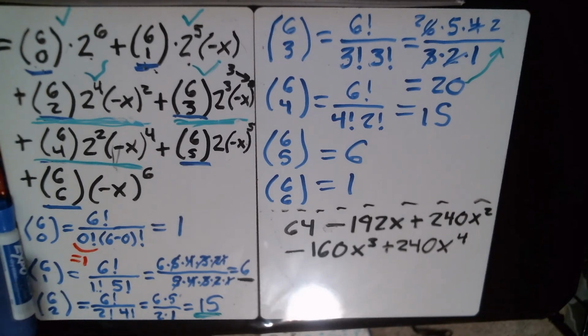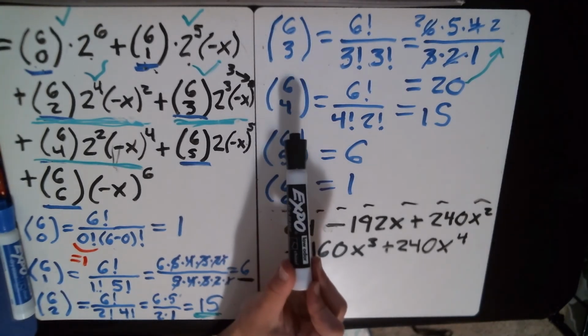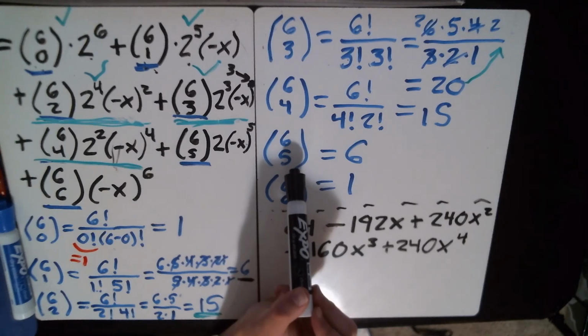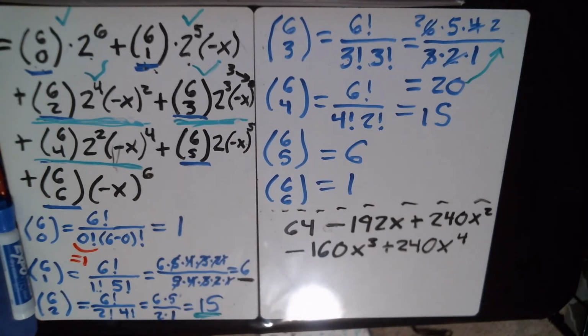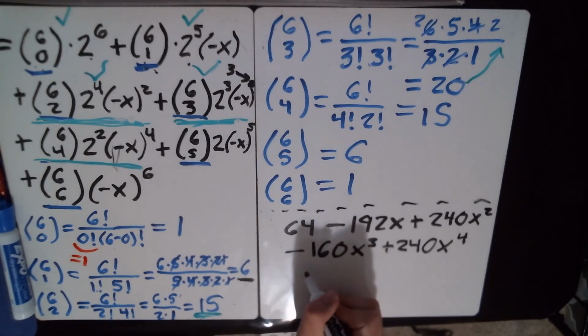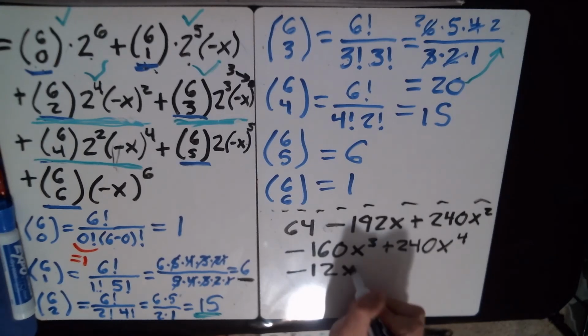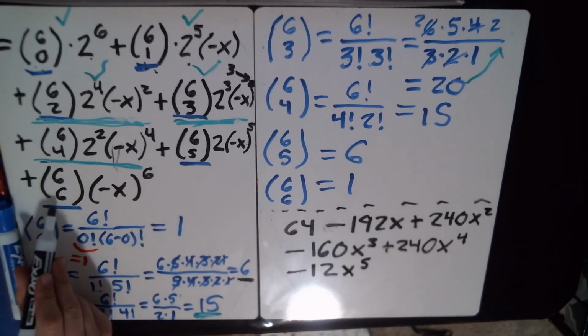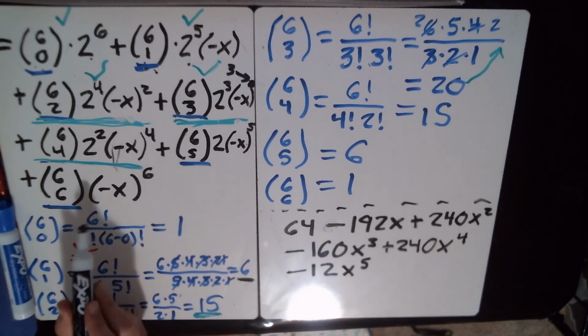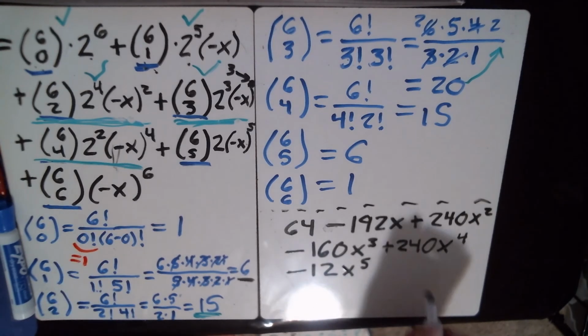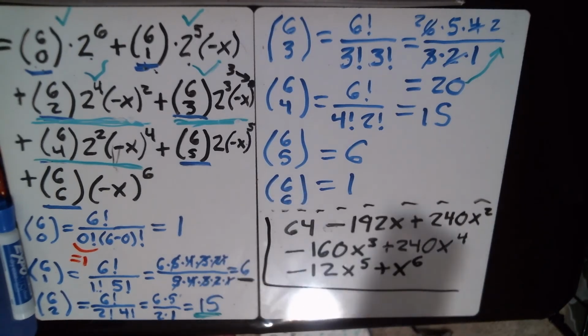Then 6 choose 5 was 6. So we've got 6 times 2 is going to be 12. And then a negative to the 5th power will still be negative. So negative 12x to the 5th. And then on this last one, 6 choose 6 is 1. A negative to the 6th power will be a positive. So x to the 6th. So this would be our answer here.